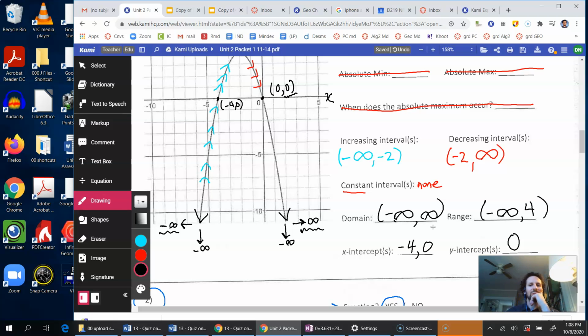Okay, so that is defining the various characteristics for this graph right here.